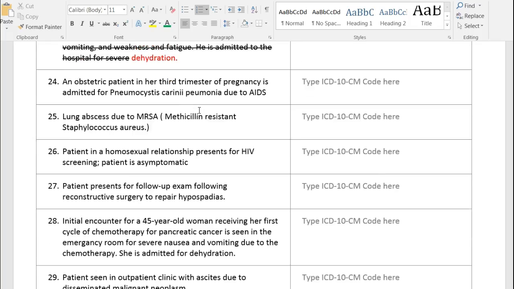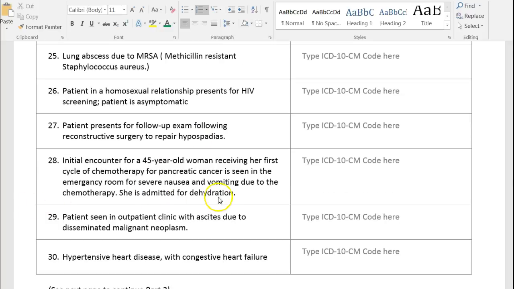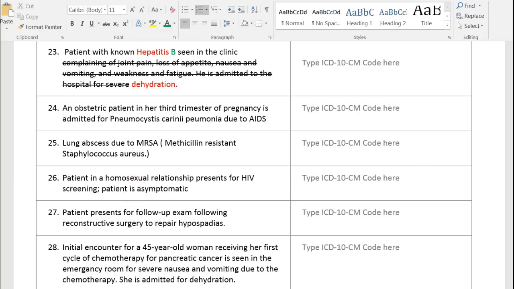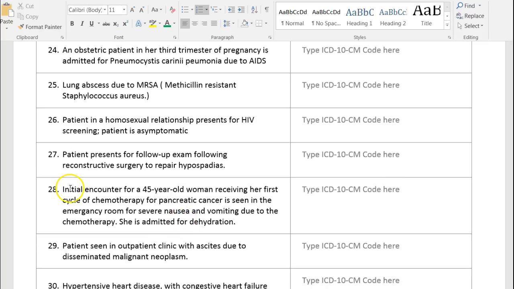Okay, so now we're going to skip down to another one that seems a bit complicated. Okay, so this is another one. 28 is very similar to the one we just talked about, 23. 28 has a lot of wording in the scenario as well. As you can see here, initial encounter for a 45-year-old woman receiving her first cycle of chemotherapy for pancreatic cancer is seen in the emergency room for severe nausea and vomiting due to chemotherapy. She is admitted for dehydration.